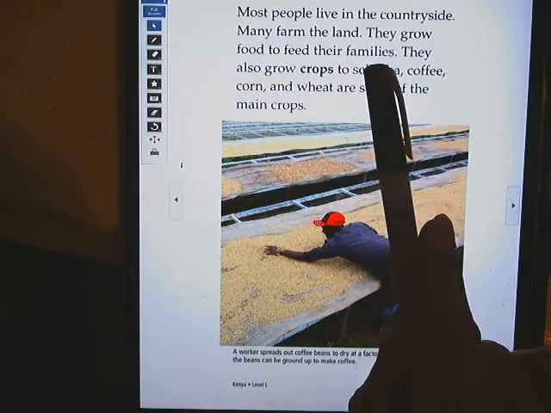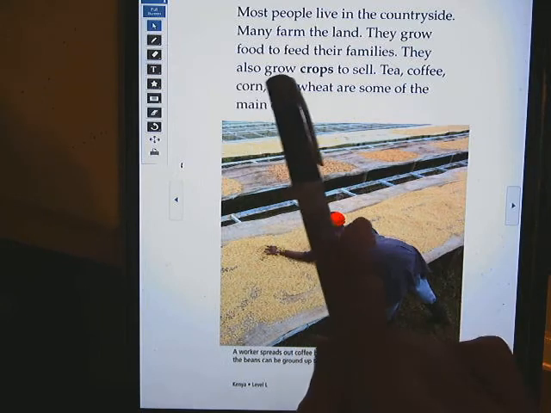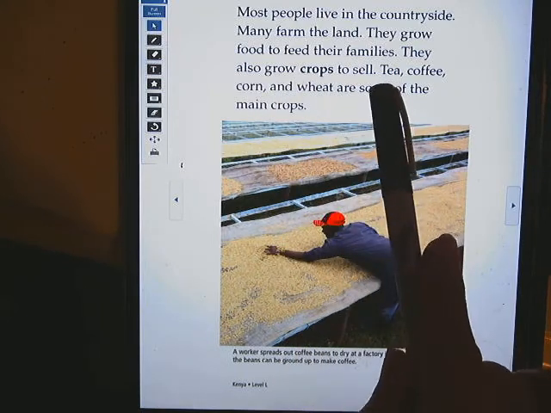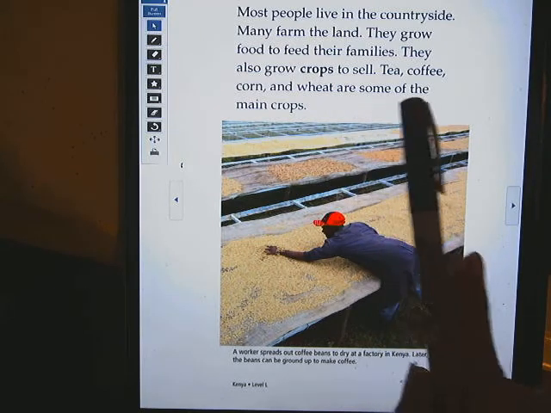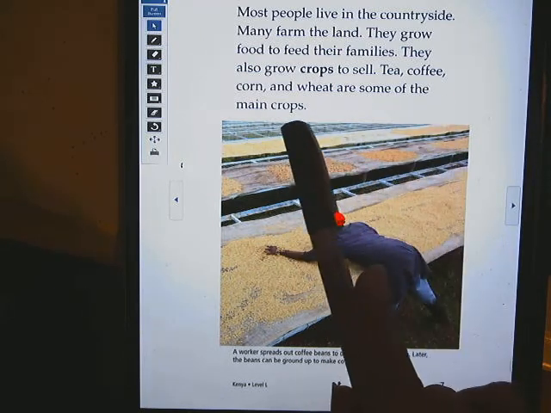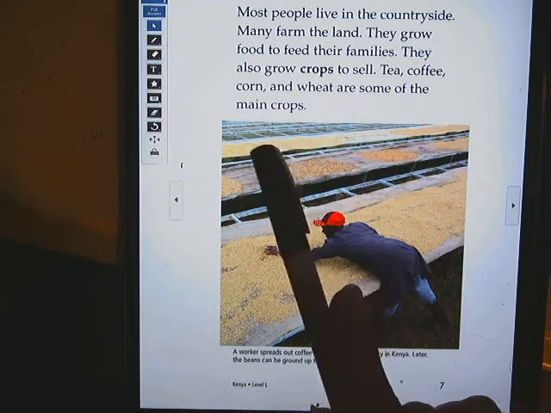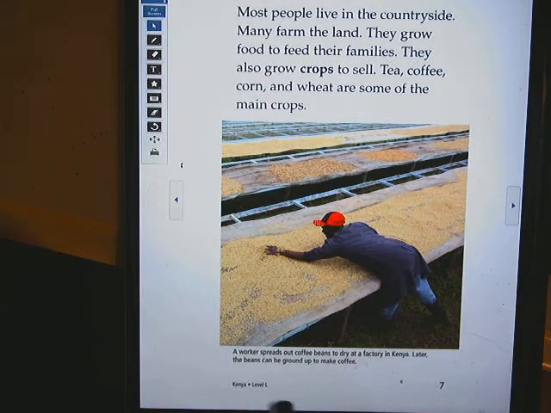Many farm the land. They grow food to feed their families. They also grow crops to sell. Tea, coffee, corn, and wheat are some of the main crops. A worker spreads out coffee beans to dry at a factory in Kenya. Later, the beans can be ground up to make coffee. And you know that many, or should I say most teachers survive on coffee, and most adults do.